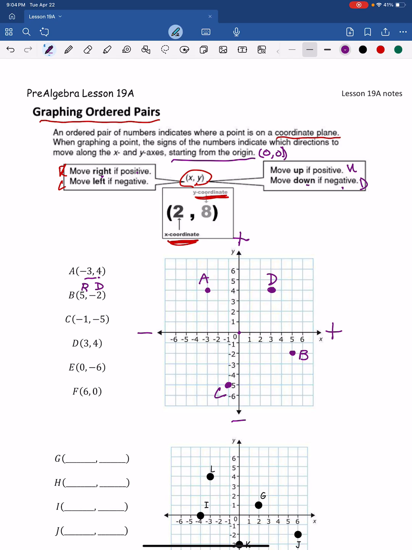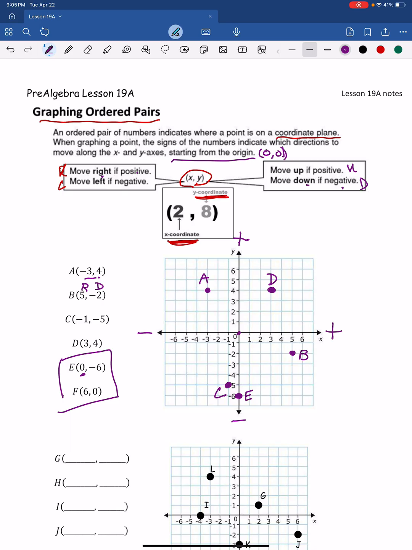You'll notice I'm putting the point at the crosshairs of where the graph lines go. Now, these last two usually get students all confused. But if you just remember, the 0 means I'm not going to move. So if the 0 is first, starting in the center here, that means that's the x value. I'm not going to move left or right. I'm just going to stay right here. And then the y tells me negative 6, so I'm going to come down here. There's my negative 6, and that's where point E would be, right on the y-axis.